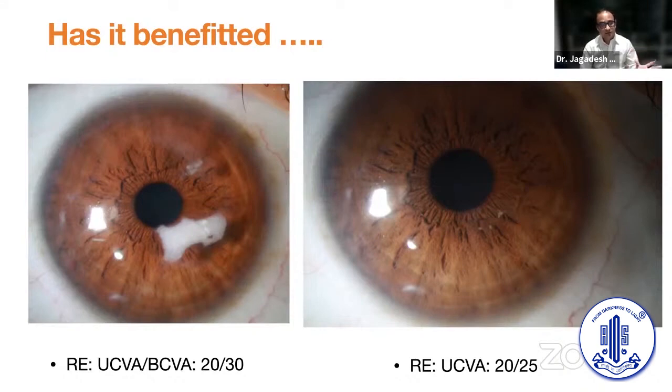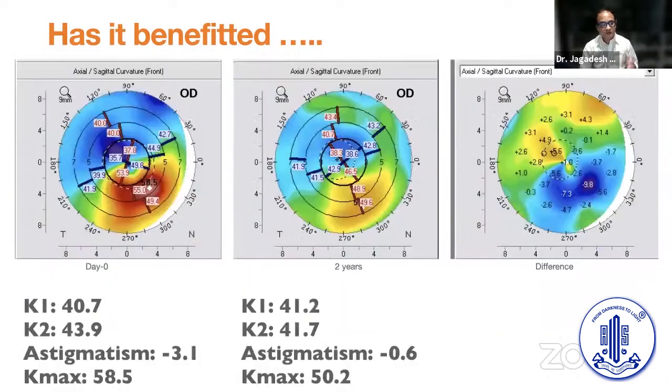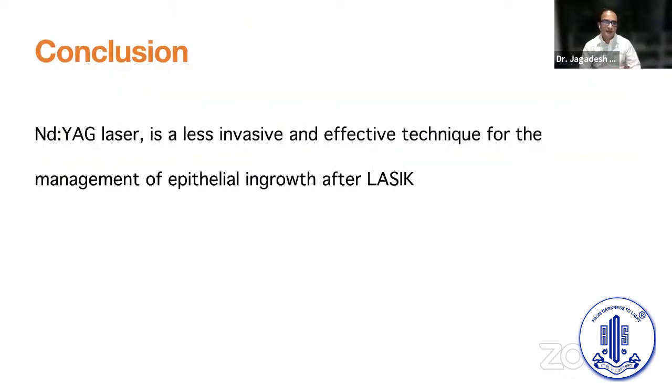This is pre-operative on your left and 2 years post-operatively on your right. And if you look at the topography, there's a stark difference that we see in the right eye pre-operatively, as you see on your left. In the center, you see at 2 years, and the difference map on the right. A lot of parameters have changed with epithelial ingrowth resolution over a period of time. So I think Nd:YAG laser is a less invasive and effective technique for the management of epithelial ingrowth after LASIK in certain situations.